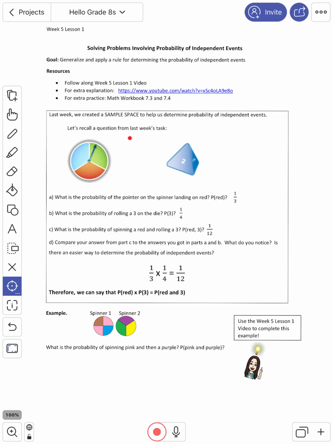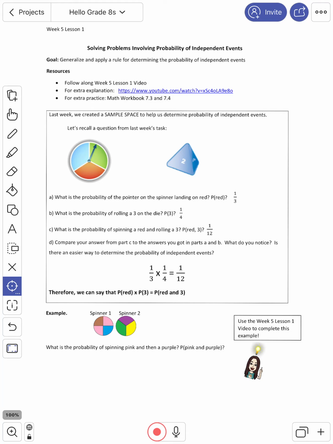All right, so let's look at a question from last week's task. You had a question where you had a spinner and a die that's four-sided. One of the questions was, what is the probability of the pointer on the spinner landing on red? So the mathematical expression we use is P of red. Out of the 3 colors, there's 1 chance of getting red, so our answer was 1/3.